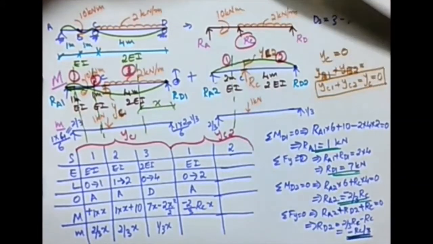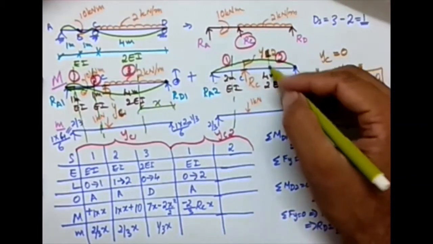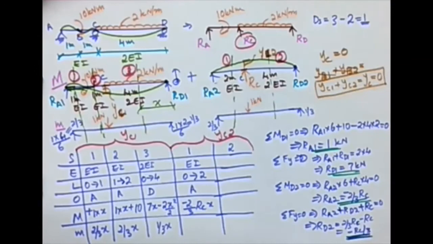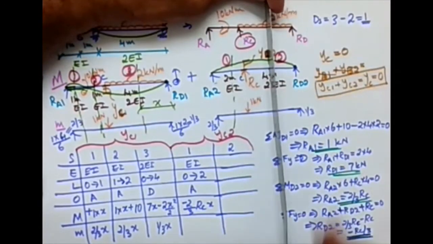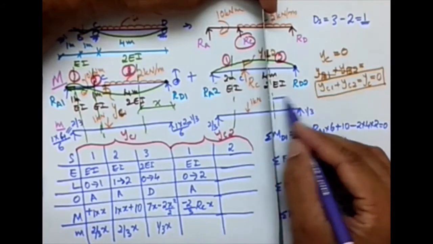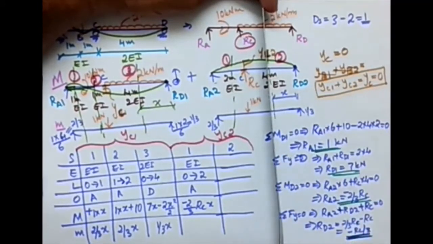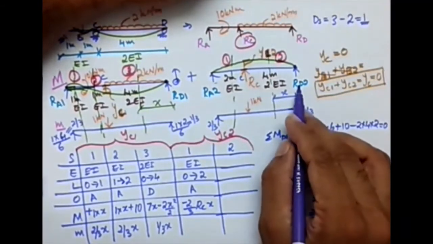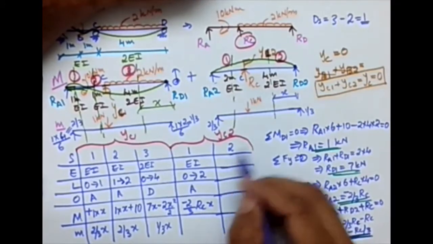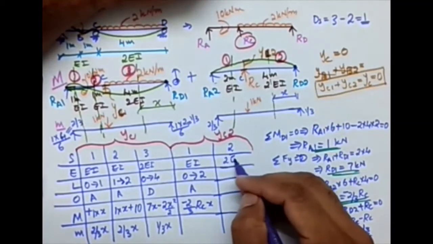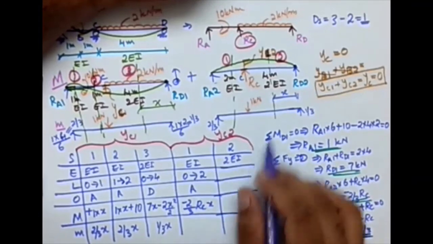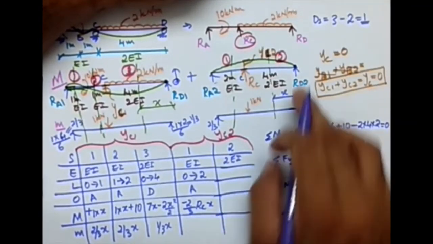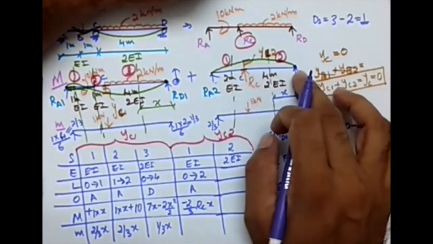Now what about here? I need to take this section as segment 2. Which side is the preferred one, left or right? I will prefer right because there is just one value. So this distance will be my x here. What is the expression? RD2 times x. Let's fill this first. The EI value is 2EI. Then the limit, if this is 0, segment 2 is 0 to 4.